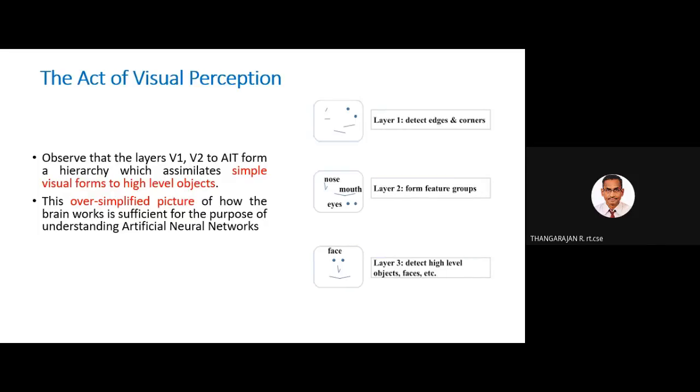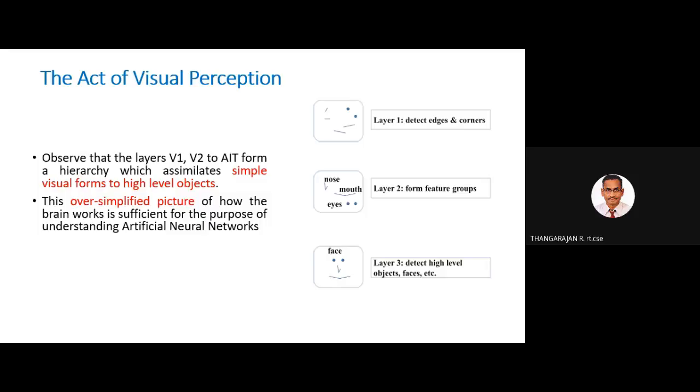Whenever you look at an image, initially the first layer, layer 1, detects the eyes, the nose, and other simple things. Say it detects edges and corners. When it goes to layer 2, maybe from V1 to V2, the mouth is, say, assimilated. Say these two segments form the mouth, these two segments form the nose, and these two circles form the eyes. So eyes, mouth, and nose are assimilated in layer 2.